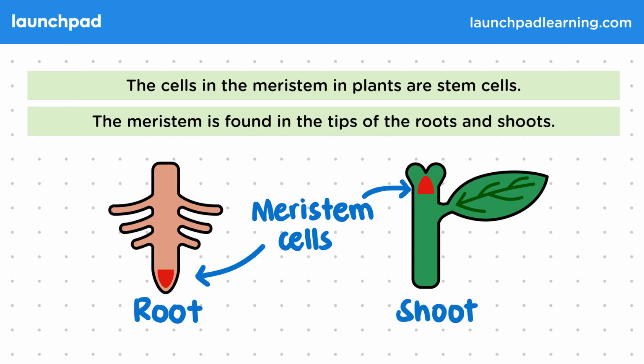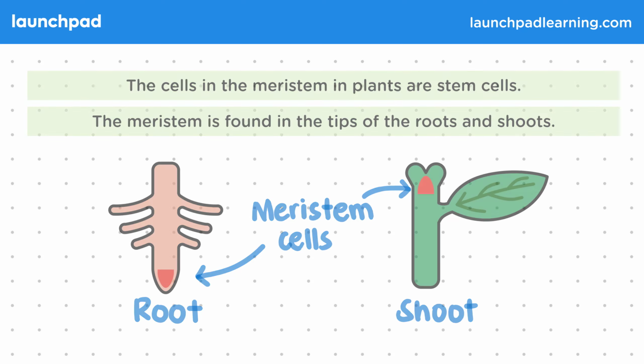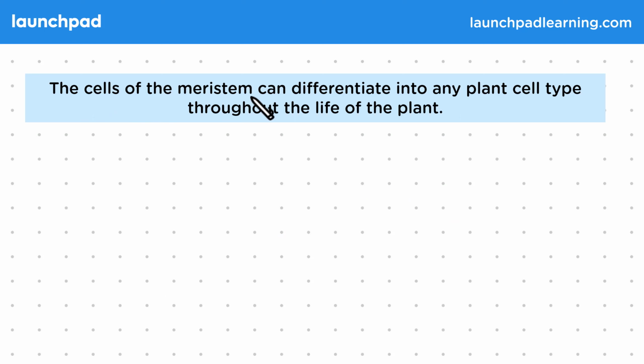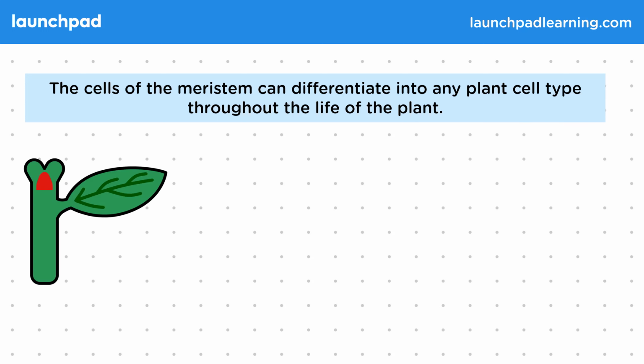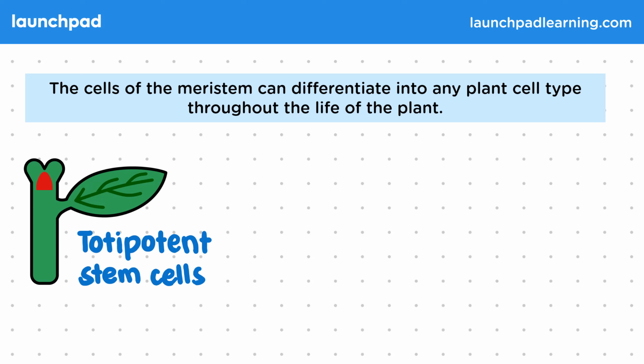So what makes the cells of the meristem unique? The cells of the meristem can differentiate into any plant cell type throughout the life of the plant. This is different to animal cells. We call this type of stem cell totipotent, like very early embryonic stem cells. You don't need to memorize the word totipotent for the exam, but it helps you to distinguish them from other stem cells. While adult humans no longer have stem cells that can differentiate into every type of cell in the body, plants have stem cells that can throughout their life.